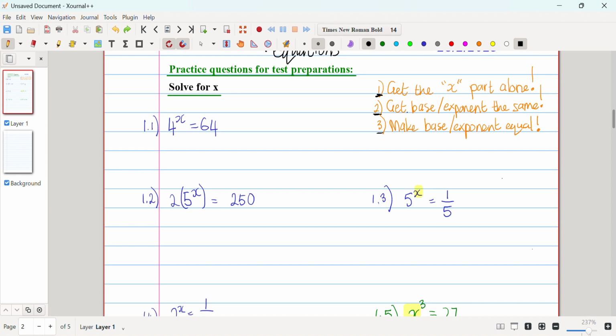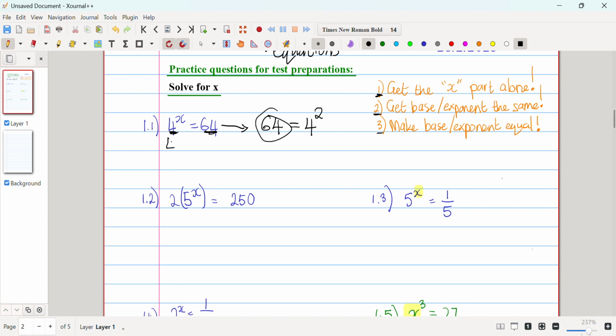So step number 2 is get the base or exponent the same. So now in this case, when my unknown over here, when I know the base, you need to make this number on this side of the equal sign the same base as this. So my question to you is, how can I write the number 64 the same as with a base of 4? So isn't 4 to the power of 2, which is 4 squared, isn't that the same as 64? Yes, so that is how I can write 64 with the same base on this side.